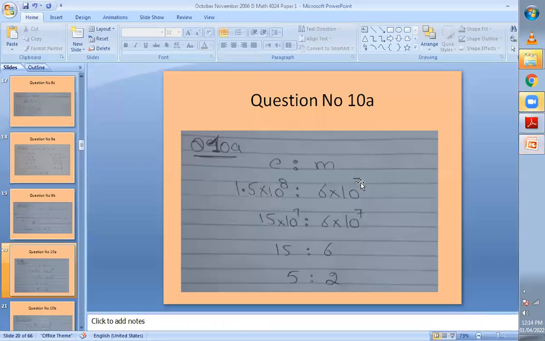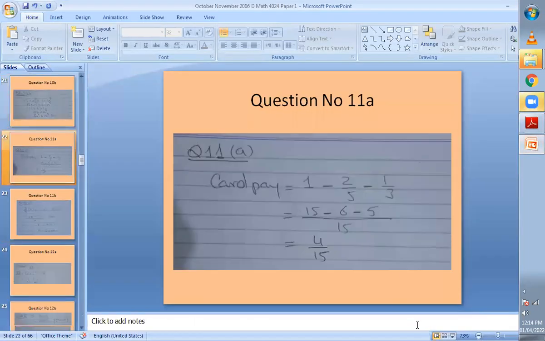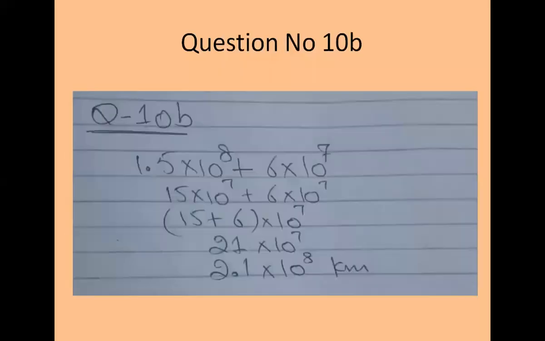Okay, so let me show you. Question number 10, B part: 1.5 times 10^8 plus 6 times 10^7. Remember this trick: I will move this decimal one step to this side, so it will become 15 times 10^7, plus 6 times 10^7. These two powers are now the same, so I will take that common. So you are left with 15 plus 6, times 10 raised to power 7. 15 plus 6 is 21, times 10^7.